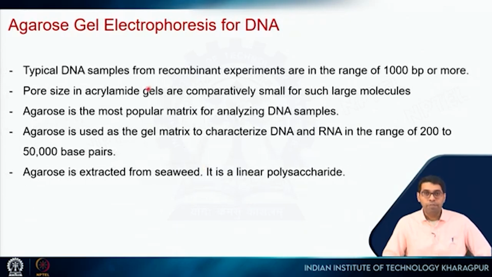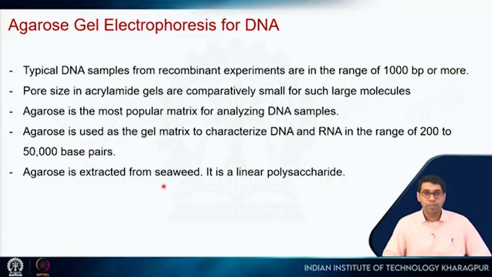So, this is just a brief recapitulation of agarose gel electrophoresis for DNA. Here the experiments are done for much larger size molecules. The DNA is 100 base pairs or longer. Pore sizes in acrylamide are comparatively small for such large molecules. Agarose is the most popular matrix for DNA samples. Agarose gel is used to characterize DNA and RNA which are in the range of 200 to 50,000 base pairs.